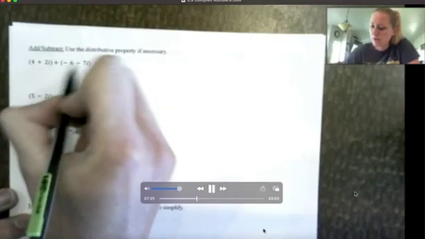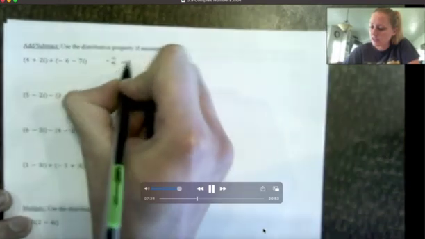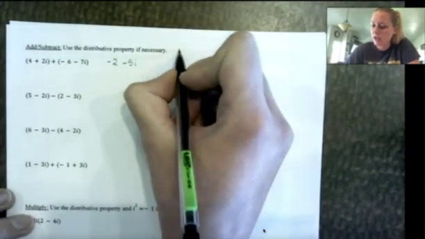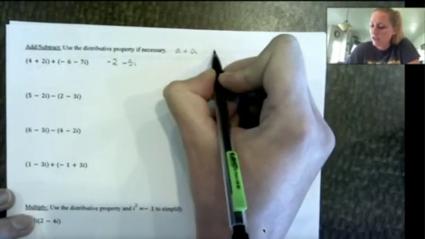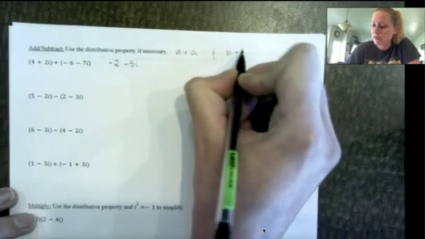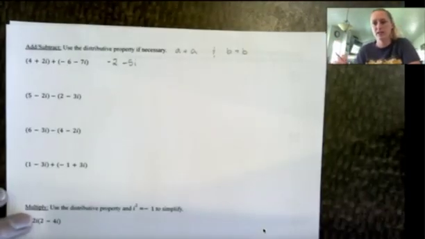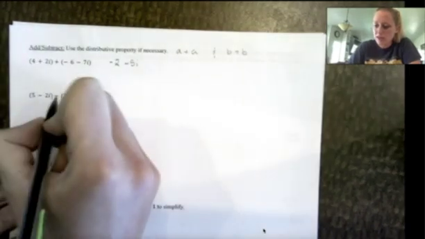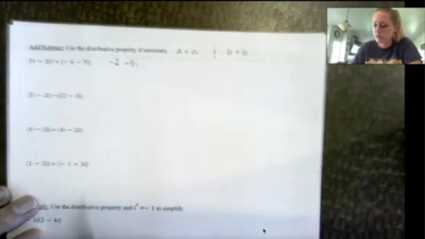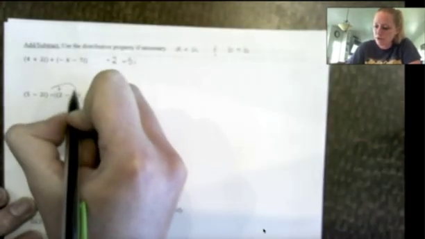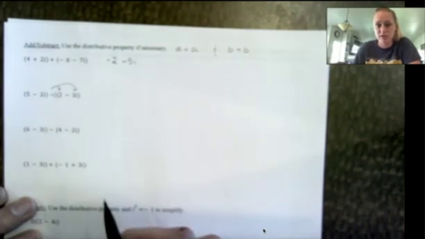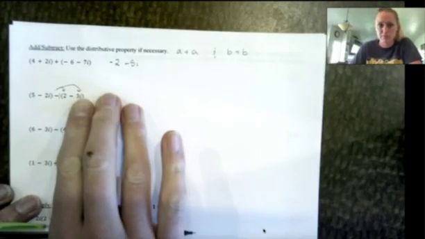And then 2i plus negative 7i is negative 5i. So a plus a and b plus b. That's what we're doing. We're combining a's together, b's together, okay? If you have a minus in between though, remember that's like a -1, so we do need to distribute that first.